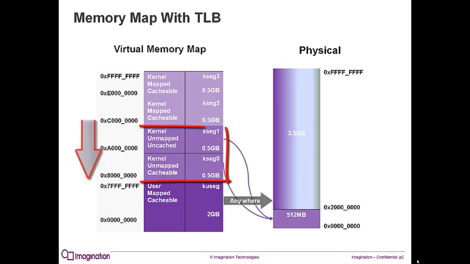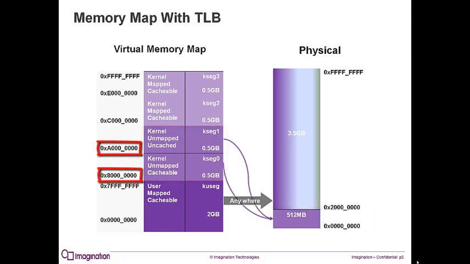The next two sections, KSEG0 and KSEG1, are designed to be used for the OS code and data. These segments can only be accessed in kernel mode. If the processor is in user mode, any access to the kernel segment will cause an address error. Both KSEG0 and KSEG1 segments are directly translated to the same lower 512 megabytes of physical memory. For example, address 0x80000000 and 0xA0000000 are directly mapped to physical address 0.